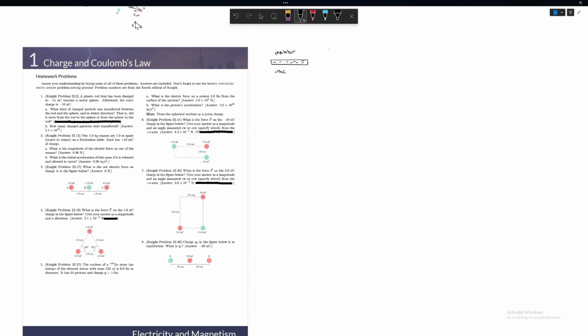Right? And it touches a metal sphere. There you go. Afterwards, the rod's charge is -10. So after it touches, it becomes -10 nanocoulombs. So what is the question? What kind of charged particle was transferred between the rod and the sphere, and in which direction? So from what to what?